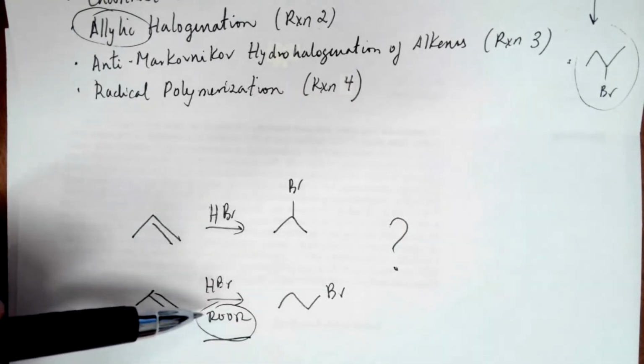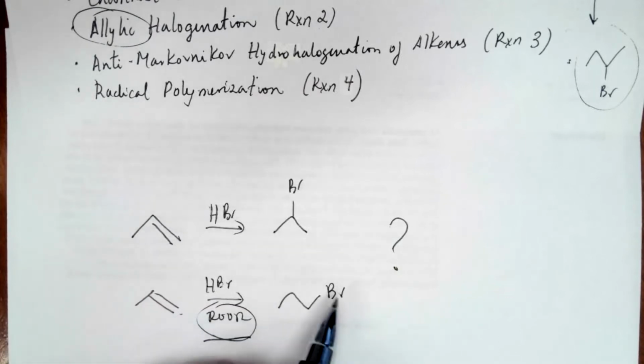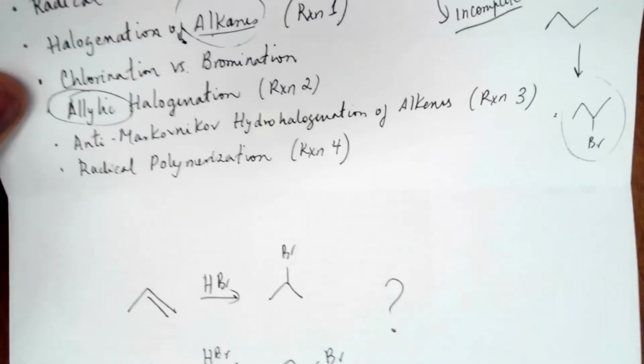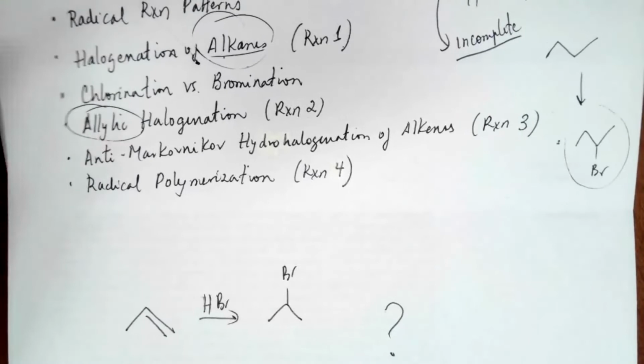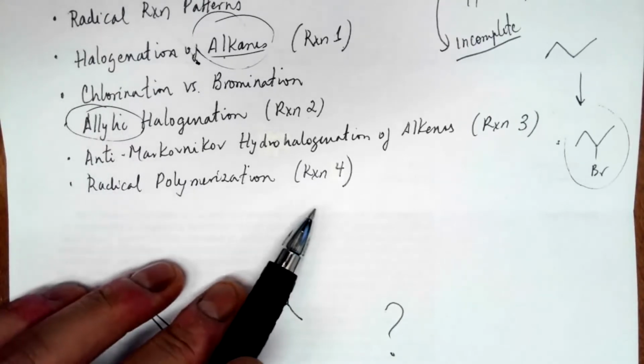So what is the change of the peroxide? We will explain today why the peroxide gives the anti-Markovnikov addition. Okay, so that is the second to last topic to cover in this particular chapter. And the last topic is special, it is about radical polymerization, reaction number 4.